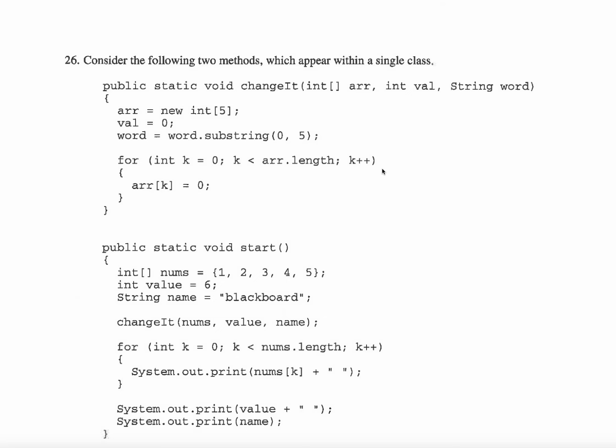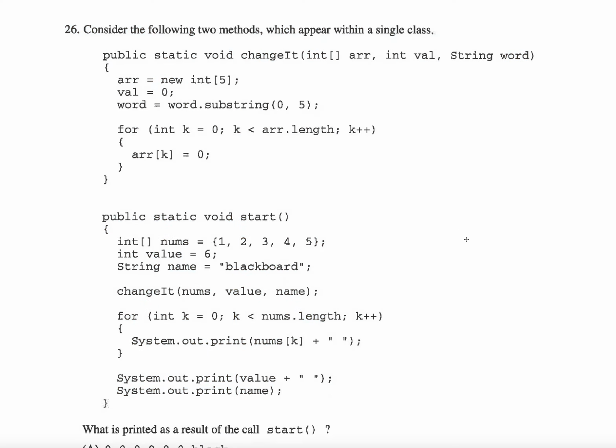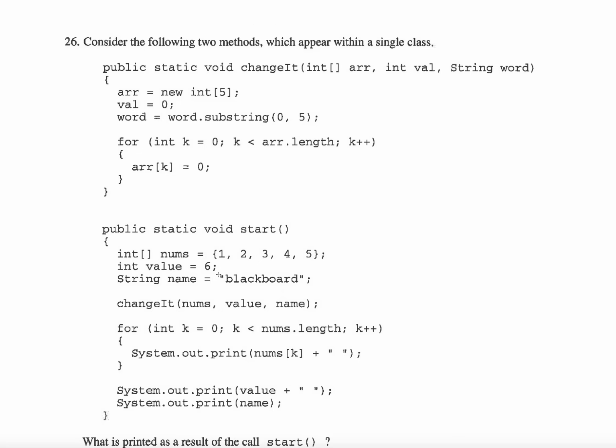Here's number 27, and this is kind of a trick question because we have this start function and it creates this nums array. Then we run change it, passing it the nums array, and we pass it the value 6 and the name. The change it takes in those values, changes the array to set to all 0, and then we print out the array down here back at the start function.